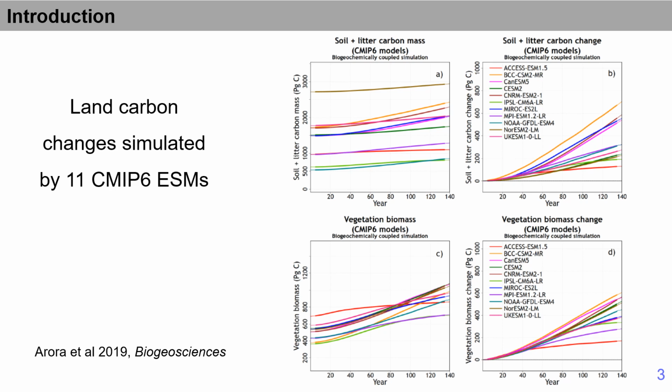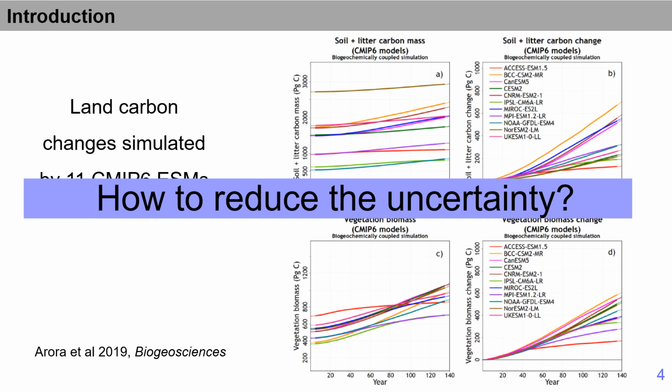This figure shows the absolute amount and the change of soil and litter carbon in panels A and B, and vegetation carbon in panels C and D, simulated by CMIP-6 models under 1% CO2 increase experiment. You can see the uncertainty across these models is still large, especially for soil and litter carbon. Moving forward, a big challenge is how to reduce the uncertainty across models for more reliable predictions.